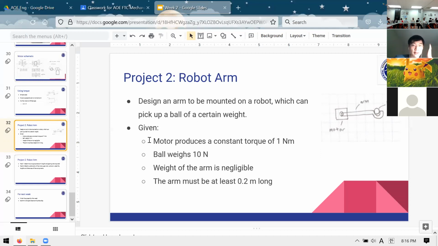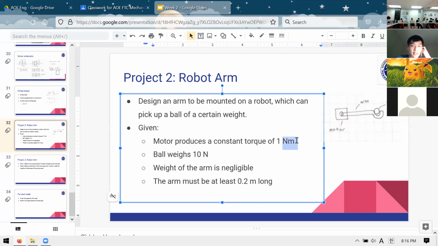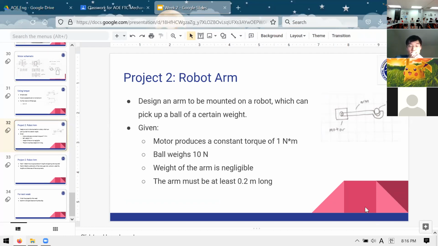So what I'll give you, and these slides are on the Google Classroom, so you can look at this for yourself. We'll say that the motor produces a constant torque of 1 Newton meter. The units here just arise from the fact that torque you can get by multiplying a distance and a force. So a meter is a distance, a force is a Newton. Newton times a meter. And you also have this ball that weighs 10 Newtons.